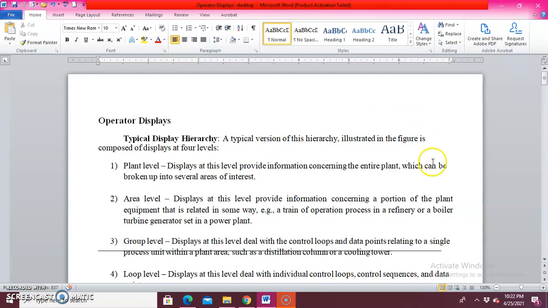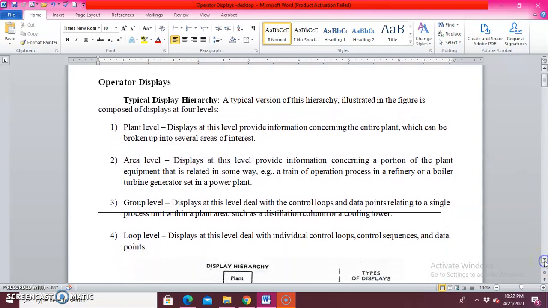And the display itself has some hierarchy. The hierarchy is plant level, area level, group level and loop level. So we have some sections of units. The plant level display provides the information concerning the plant as a whole, which will be broken down, as we have so many subunits in this part.